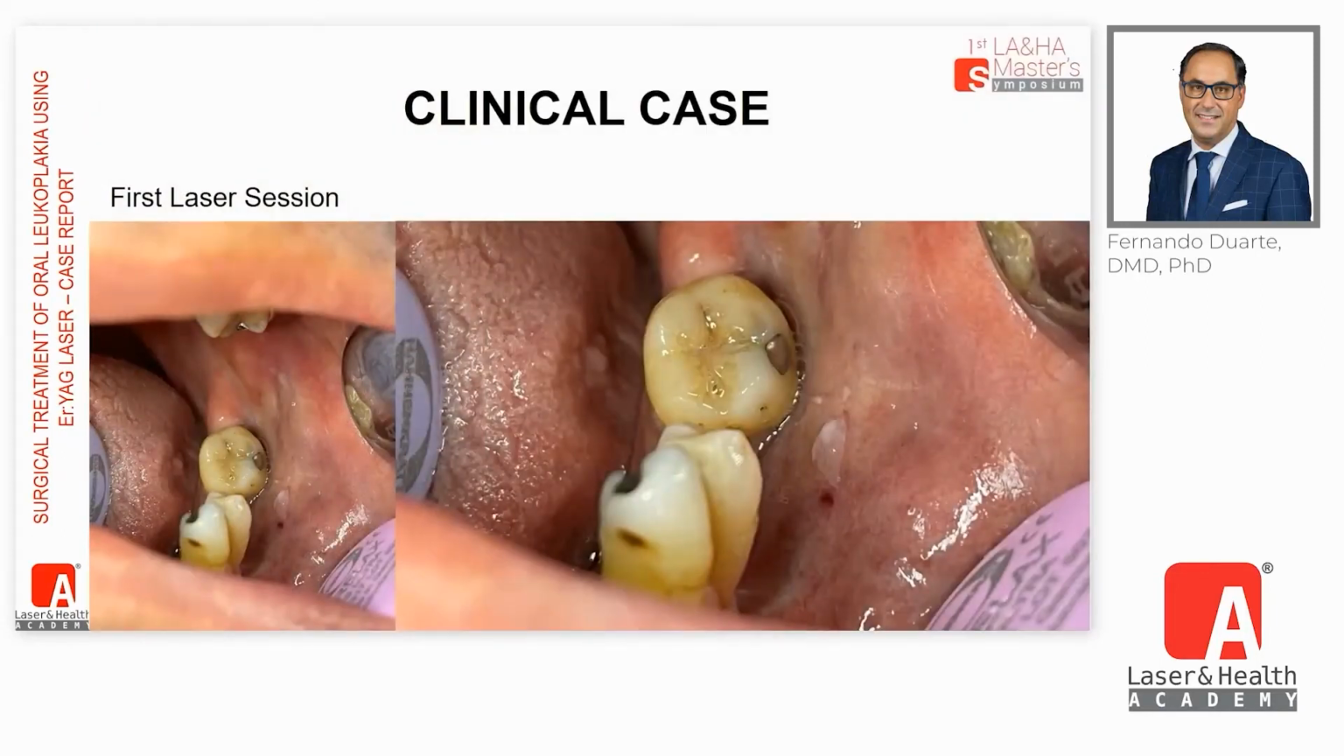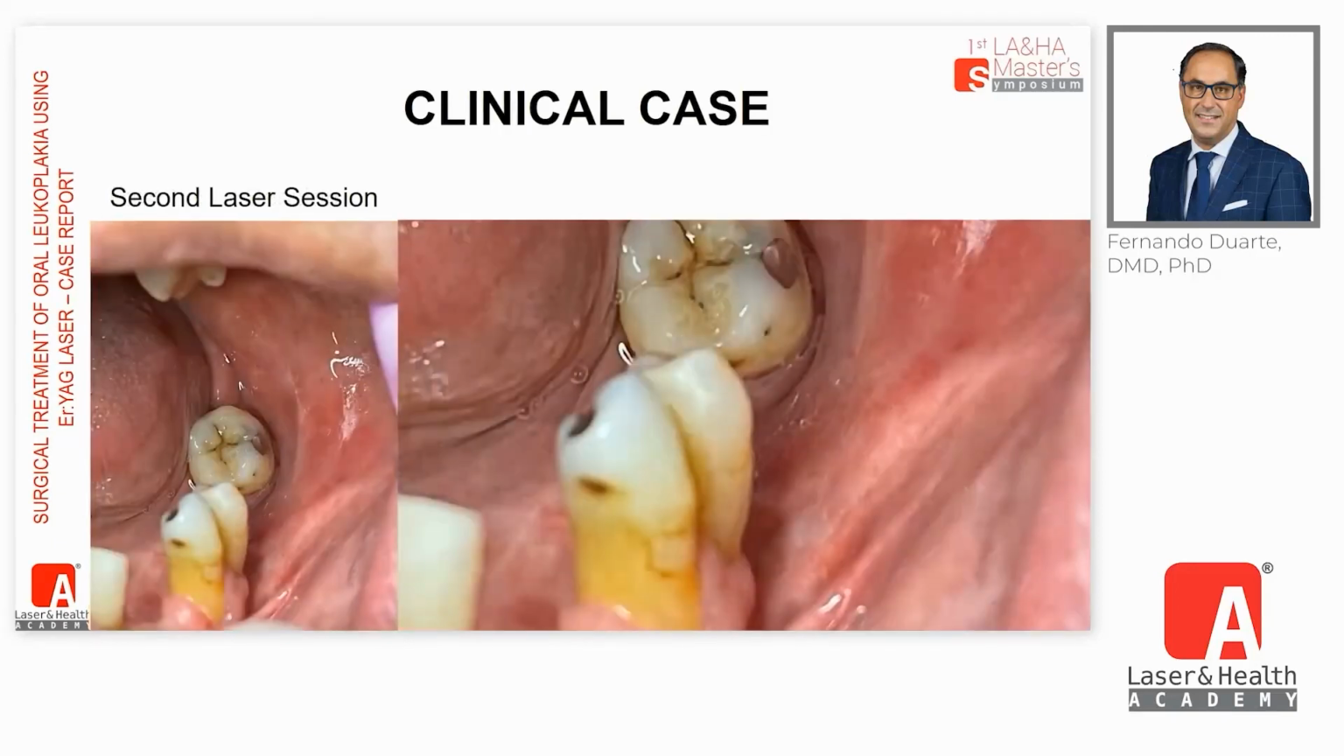Okay, and after the first laser session we reached this result. The result was not completely positive because we have some spots of lesion that we can clinically identify, and then the second laser session, this one with much better results. Of course, when you compare with the initial situation, the first session was already a very good progress, but with the second session we managed to completely remove it.